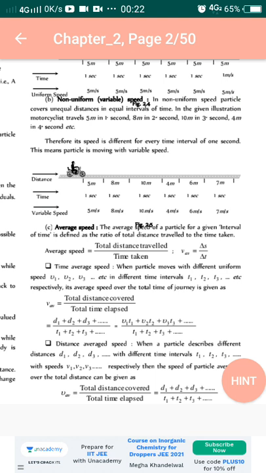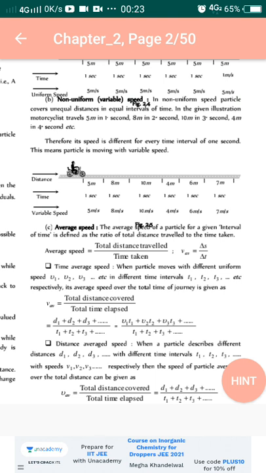Then average speed. The average speed of a particle for a given interval of time is defined as the ratio of the total distance traveled to the time taken. Average speed equals total distance traveled divided by time taken. Average speed equals (s2 minus s1) by (t2 minus t1), that is, delta s by delta t.